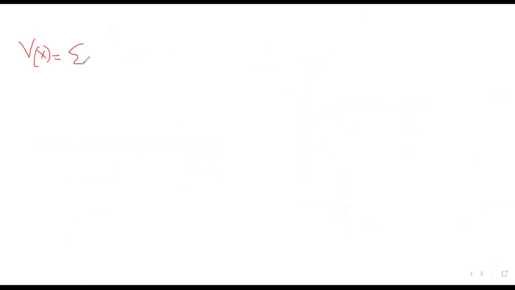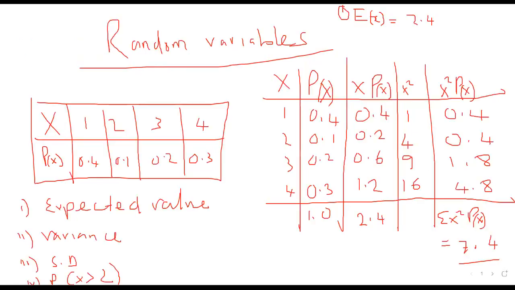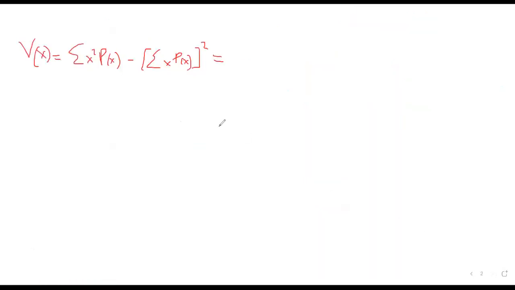So the variance is given by V of X. It's the summation of x squared px minus the mean that we found, which is the summation of x px, to the power 2. So our summation of x squared px was 7.4 and the mean was 2.4. So we're going to say 7.4 minus 2.4 squared. So when we multiply, 2.4 squared, we get 5.76.